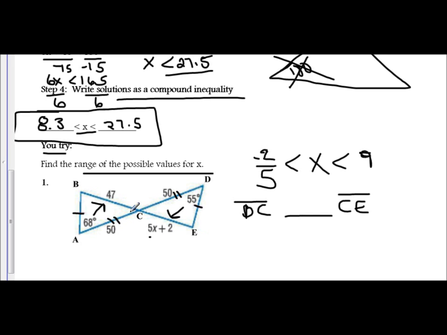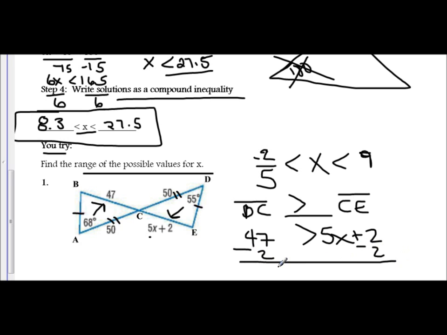So BC, that 47, must be greater than CE, because 68 is greater than 55. So CE is equal to 5x plus 2. That sets us up for our inequality. Just solving for a variable, I'm going to subtract 2 from both sides of my equation. So I get 45 is greater than 5x.